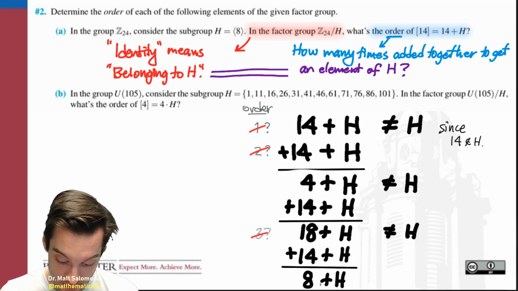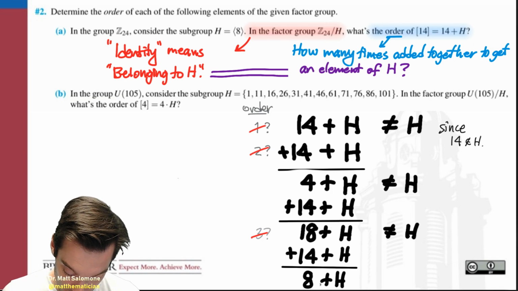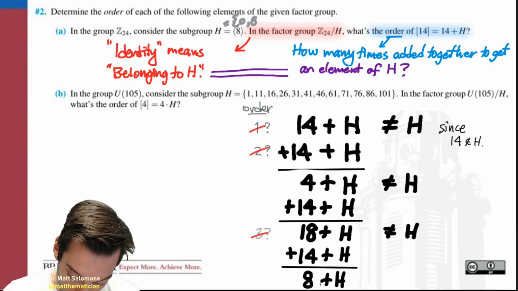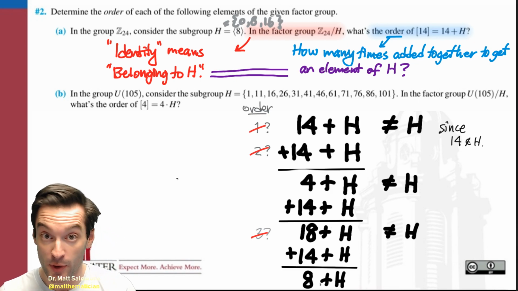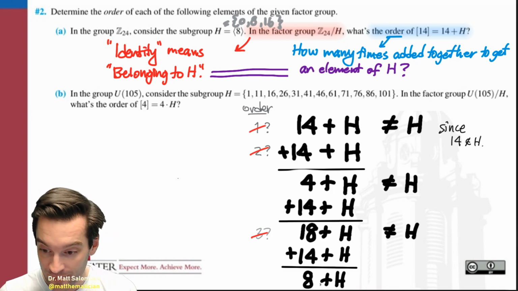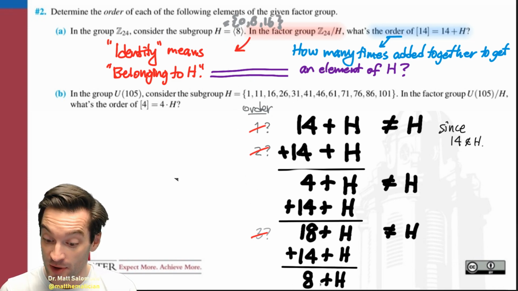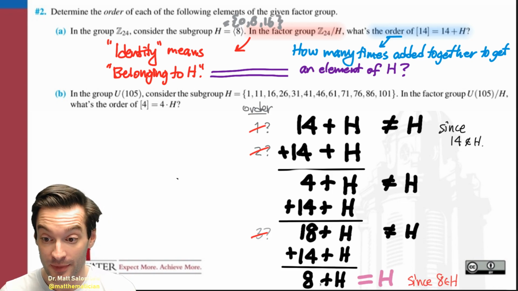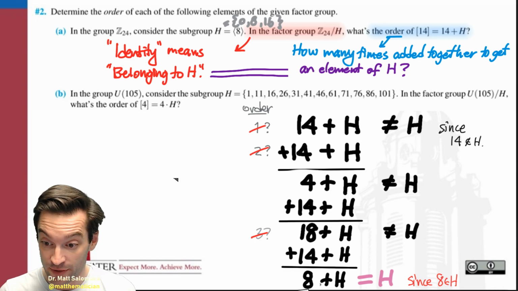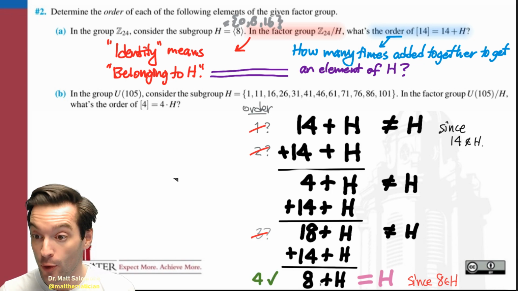My subgroup H, I suppose I should have written this on the screen to begin with, but let me write it right now. My subgroup H has 3 elements in it. It consists of all the multiples of 8. And so the 3 elements are 0, 8, and 16. And once I add 8 one more time, I get 24, which brings me back around to 0. But this 8 plus H, because 8 already belongs to H, the closure property for subgroups says 8 plus H is equal to H itself. In other words, we have gotten back around to the identity element of the factor group by adding 14 plus H to itself a total of 4 times. And so the order of this element in the factor group is 4.